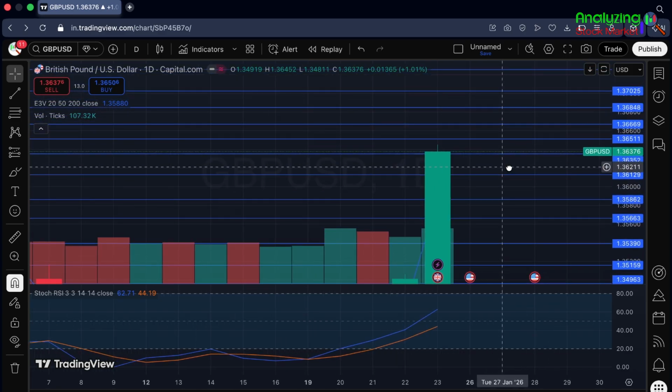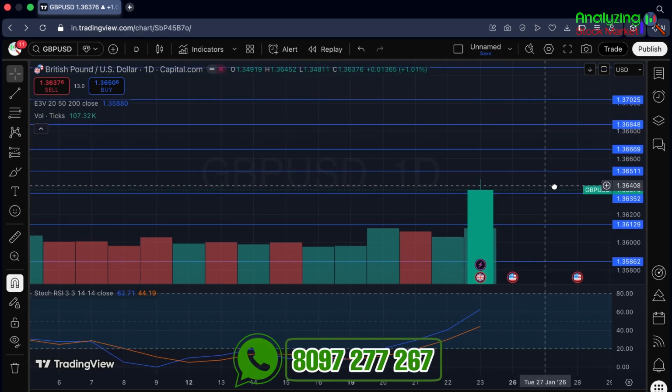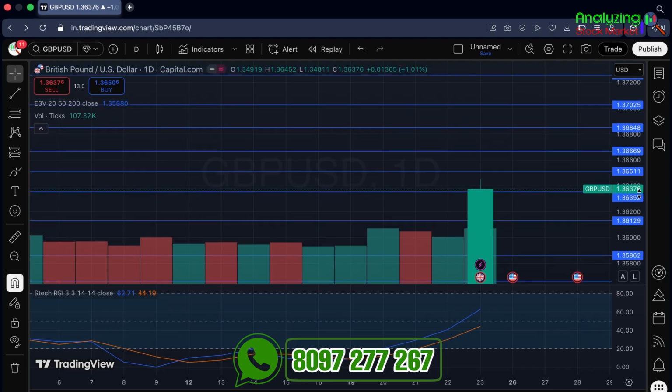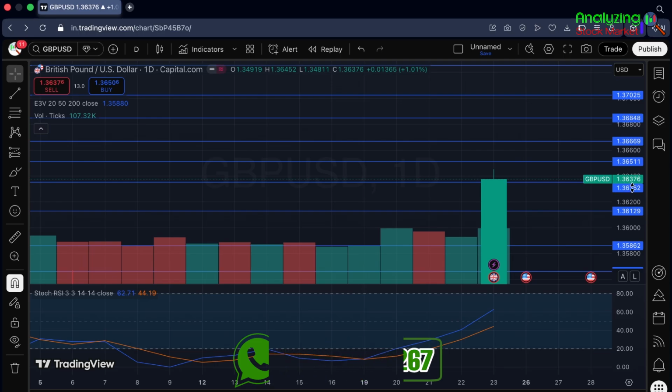So this is a one-day chart. Currently, important support zones and resistance zones are already marked, so we don't need to mark any new levels. Let's straight away talk about the closing first. So here, 1.36376 was the closing. Here, the direct support is 1.36352.